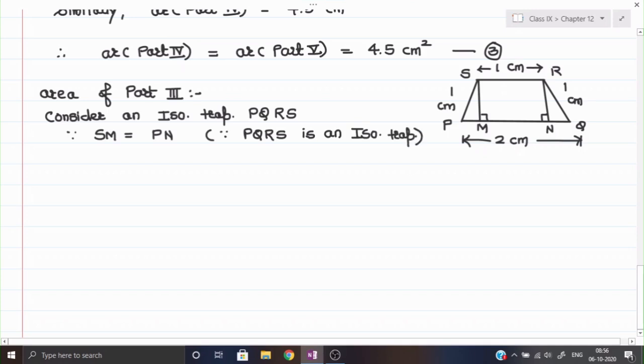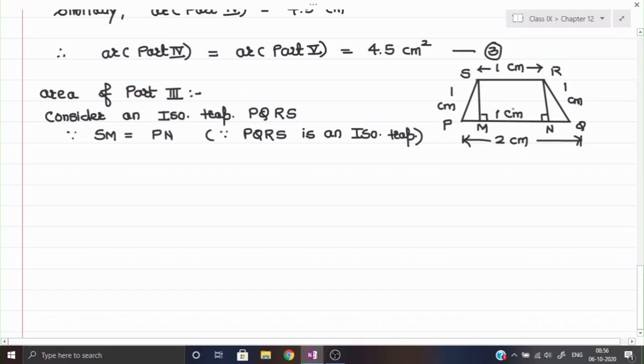Okay, that is the one thing. Now first of all, if SM and PN are equal, what will be the value of PM and NQ? Because I need to find that value, observe that MN will be equal to 1 centimeter only, because SR and MN are equal. So this will be equal to 1 centimeter.